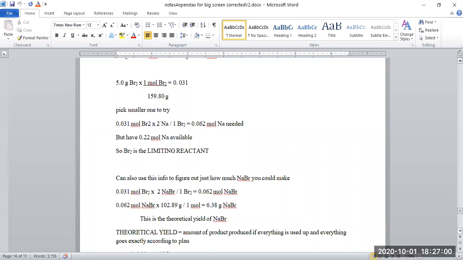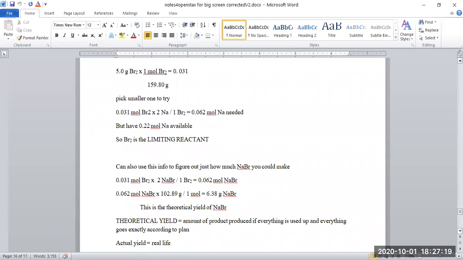And I got one more step. This is one that wants me to find it in grams. So I got to go back to grams again. I need a molar mass. Sodium bromide has a molar mass of 102.89. Do that final multiplication step. And even though I started out with 10 grams of stuff, 5 of bromine and 5 of sodium, I don't get 10 grams of product because they didn't match. I only get 6.38 grams of sodium bromide. We're going to call this the theoretical yield.